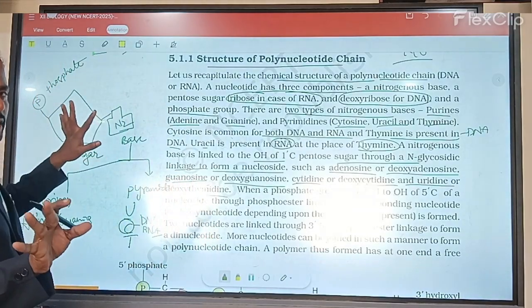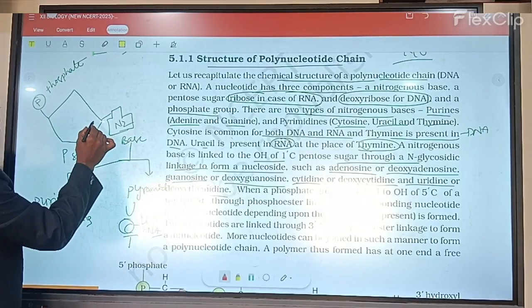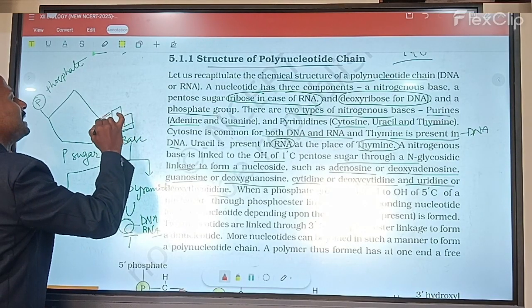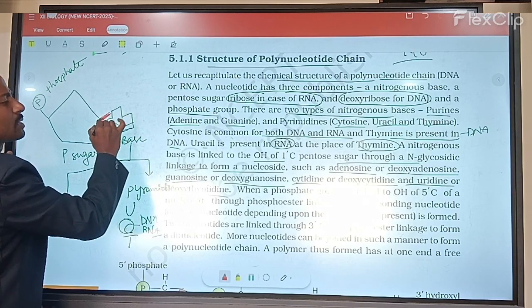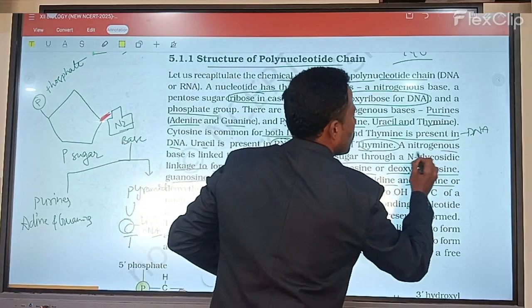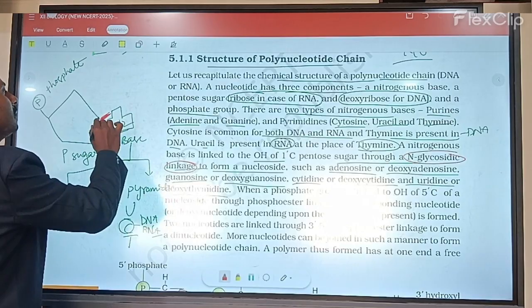Here he explained the pentose sugar. Mostly it is a pentose sugar, and in this pentose sugar there is a nitrogen base. So the linkage between them is called the N-glycosidic linkage. That is the N-glycosidic linkage.